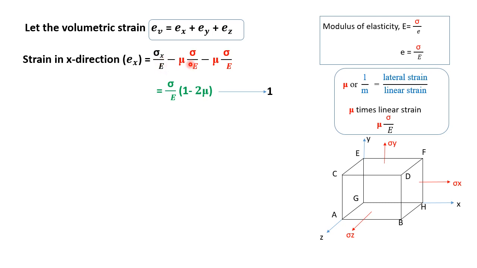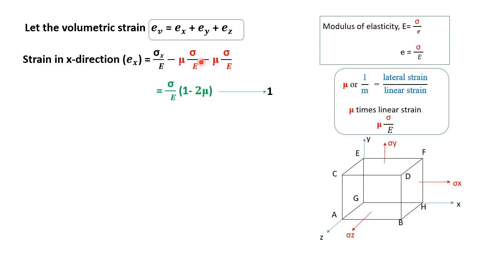Now in both the y as well as the z direction, there will be a lateral deformation, that means lateral strain. From Poisson's law, we know that Poisson's ratio mu is equal to lateral strain by linear strain. So if we need to find the lateral strain, then it is mu times the linear strain, and we already have the formula for the linear strain, that is sigma by E. So the lateral strain will be mu times sigma by E. In the z direction also it will be the same.